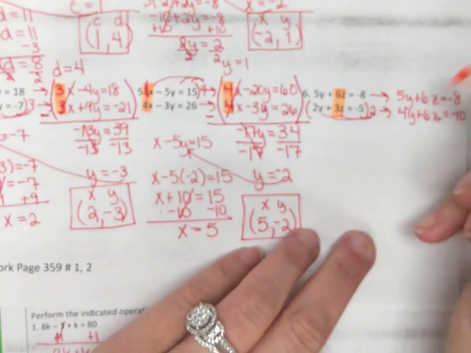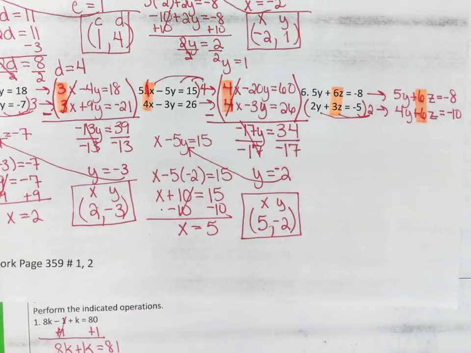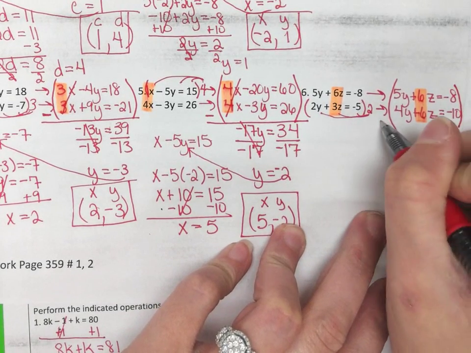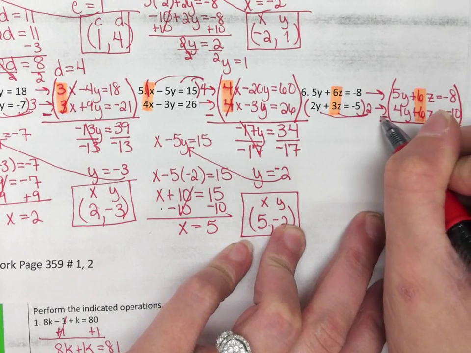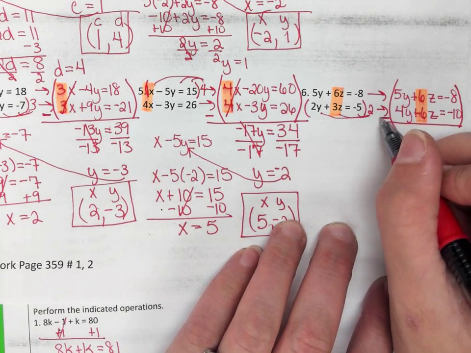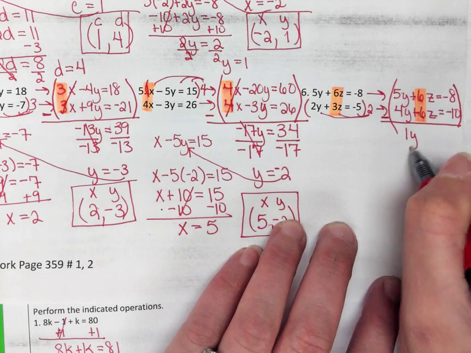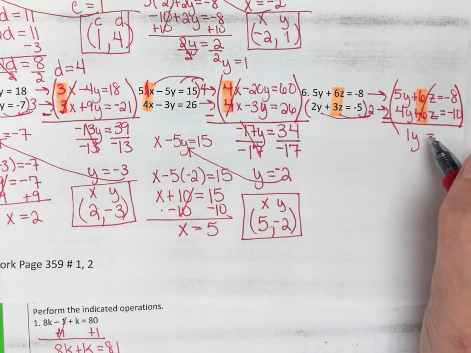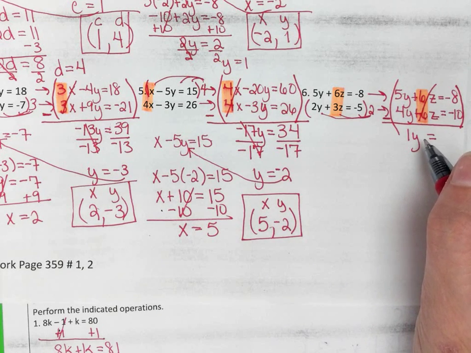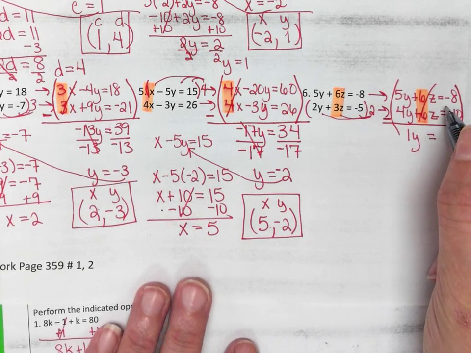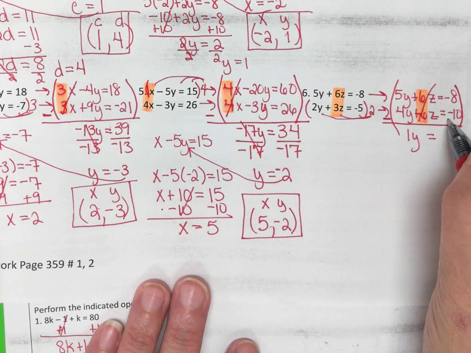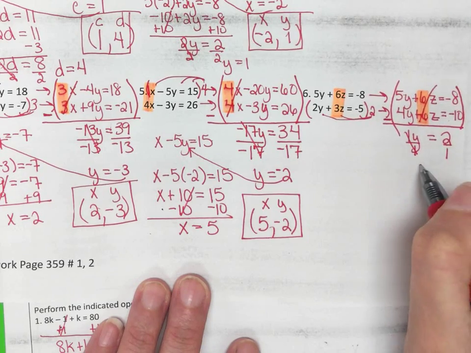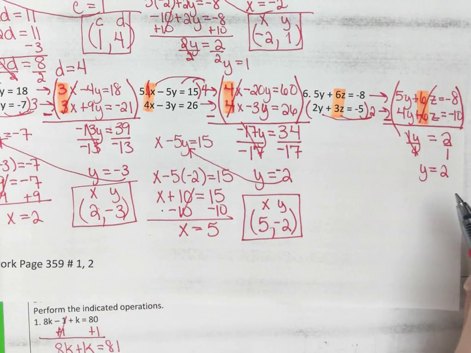So now, let's see, those have the same signs. So same signs tell me to subtract. So 5 minus 4 is 1y. 6 minus 6 is 0. Now make sure you plug this in correctly. It's negative 8. Subtract negative 10. That's positive 2. Then divide by 1. Y is 2.